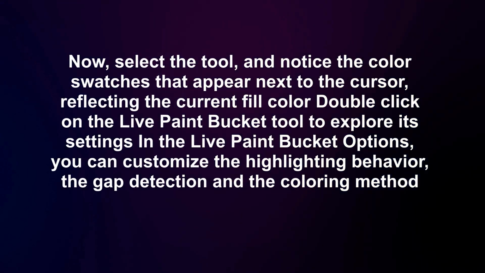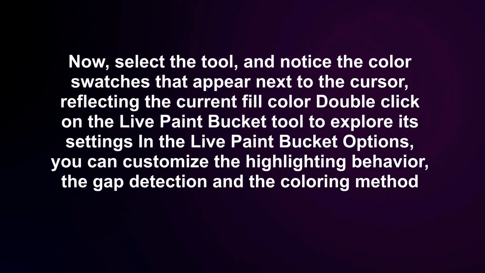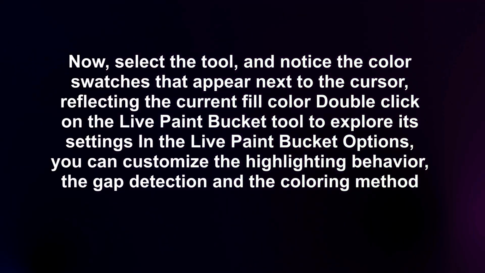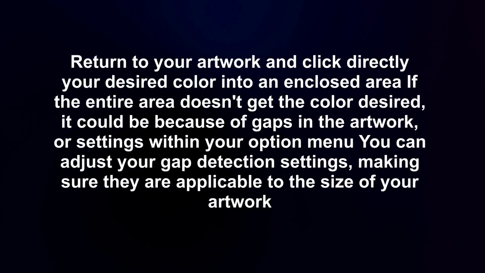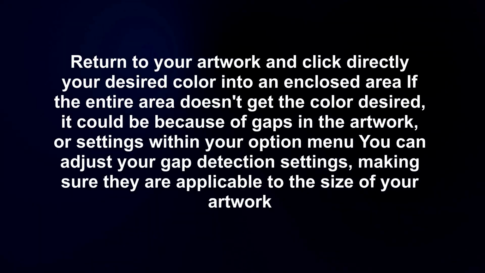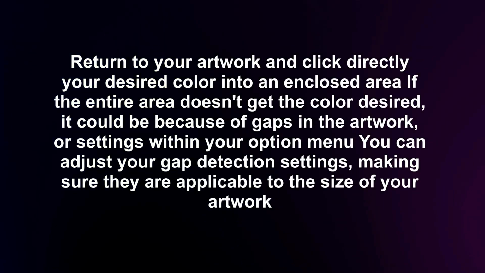Double-click on the Live Paint Bucket tool to explore its settings. In the Live Paint Bucket options, you can customize the highlighting behavior, the gap detection, and the coloring method. Return to your artwork and click directly your desired color into an enclosed area.